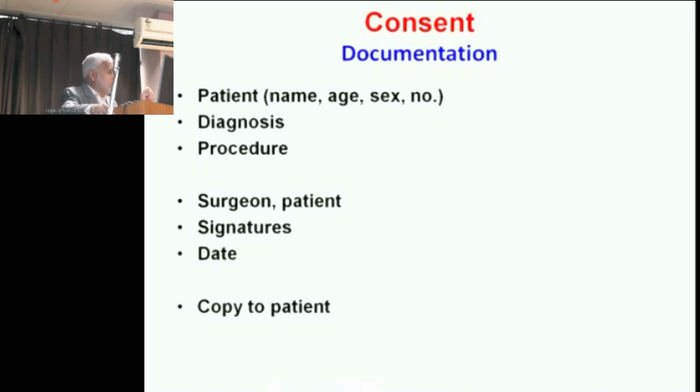In a research trial, it is mandatory that the minimum you have to have on the consent form is the patient's details, the diagnosis, the intended planned procedure, who is going to do that procedure, and the name of the patient.